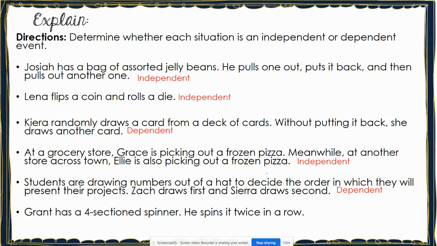Our last one says Grant has a 4-sectioned spinner and he spins it twice in a row. This is an independent event because whatever Grant landed on first will not change the outcomes for the second spin. So there are still 4 spins no matter what he chose first.